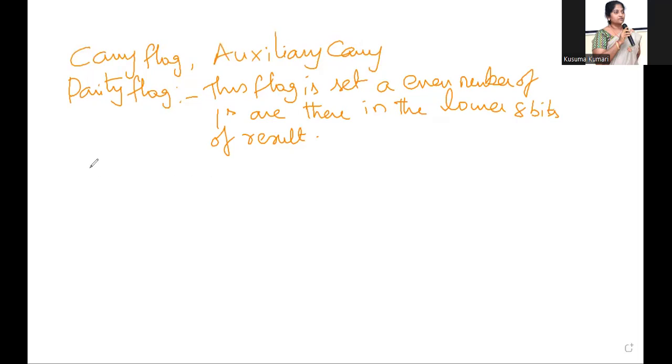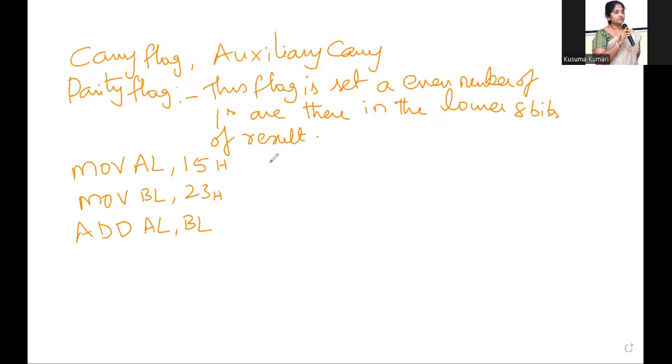For example, recently we have taken MOV AL, 15H and MOV BL, 23H. For example, ADD AL, BL. Then what happens? 15 hexa means 0001 and 0101. Similarly, 23 means 2 is 0010 and 3 means 0011.